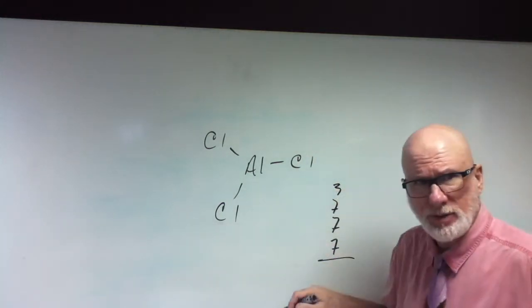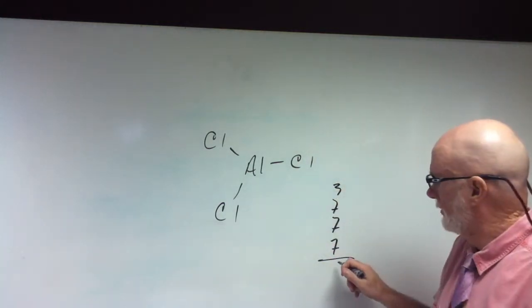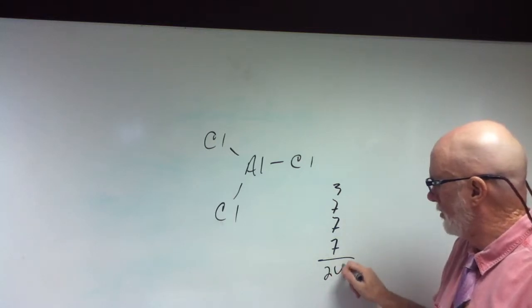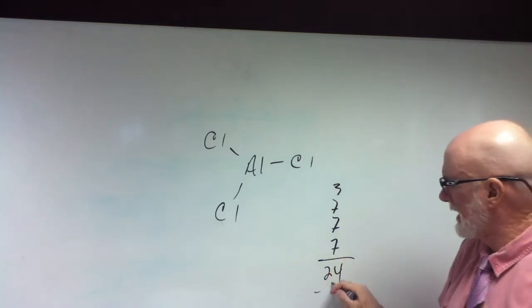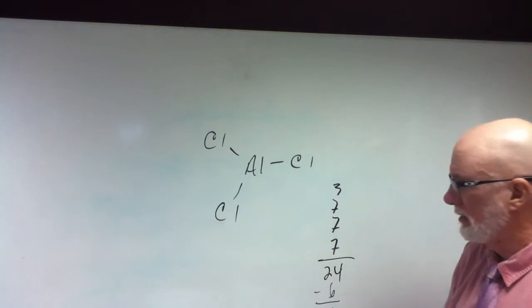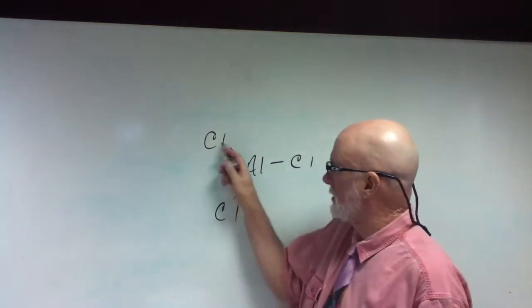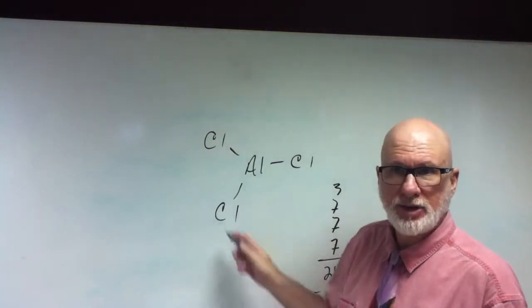Is this right? Am I doing this right so far? So that's 24? Yes. So that's going to be minus 6 is 18, and then subtract 6 each.